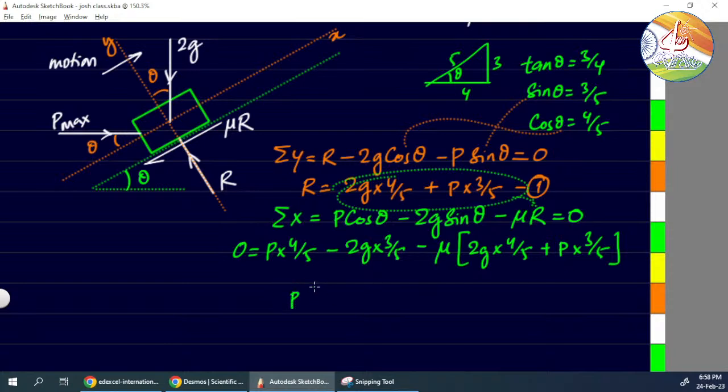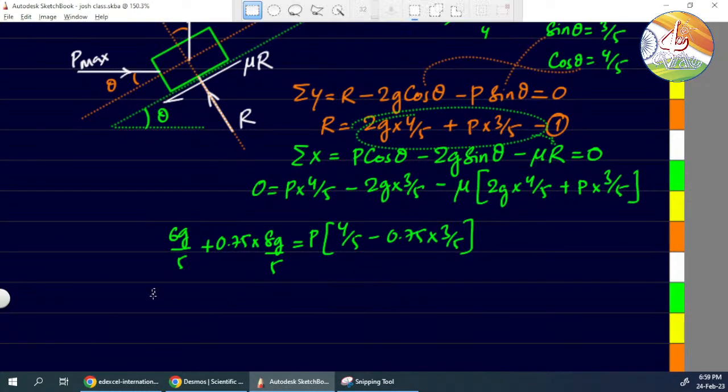So P terms, keep them on the other side: 4 by 5 minus 0.75 into 3 by 5, correct? And on this side we get 2 3s are 6, 6g by 5 from this term, and the other term will also be positive: 2 4s are 8, mu times 0.75 times 8g by 5. So find the value of P.